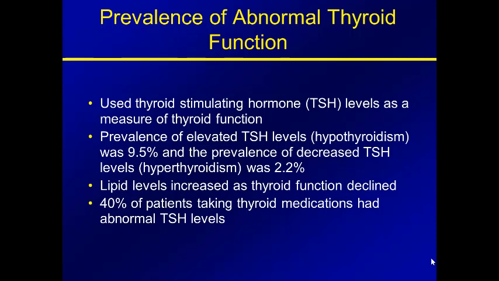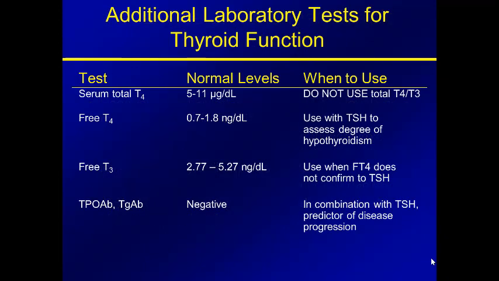Prevalence of thyroid dysfunction: usually the thyroid stimulating hormone level is used as a measure of thyroid function. This is the screening test; the only screening test for thyroid function is TSH. The prevalence of elevated TSH level in hypothyroidism was 9.5%, and the prevalence of decreased TSH levels in hyperthyroidism was 2.2%. Lipid levels increased as thyroid function declined. 40% of patients taking thyroid medication have abnormal TSH levels.